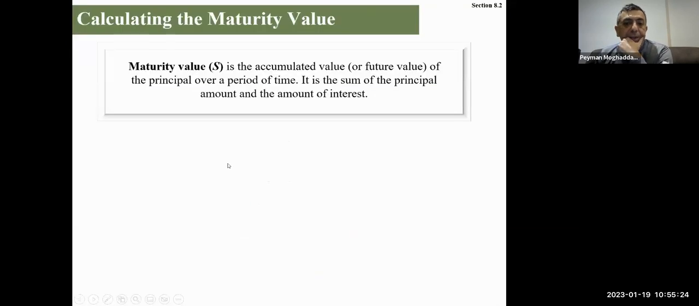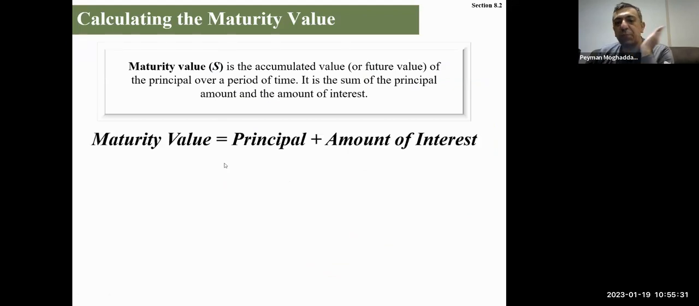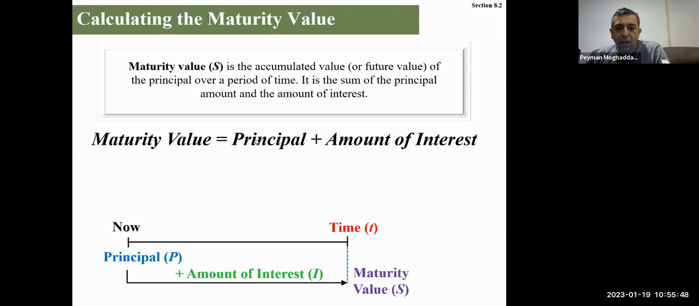All right, so calculating maturity value. What's a maturity value? Maturity value is the principal value plus the amount of interest. So it's your total money after you put your money in the bank for a year or 2 years. The maturity value is the final money, all the money you have, principal plus amount of interest. Or final value, or accumulated value, or future value. They are all the same meaning, the same concept. So it's going to be principal plus interest.